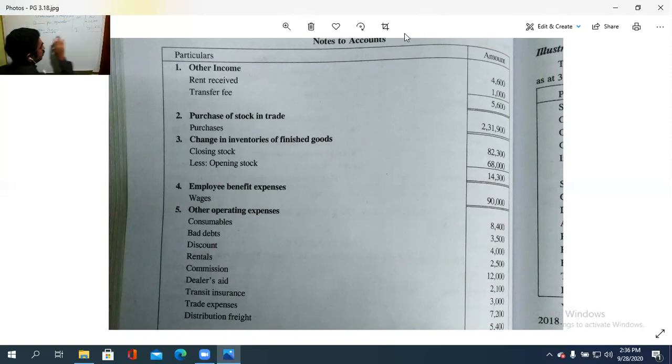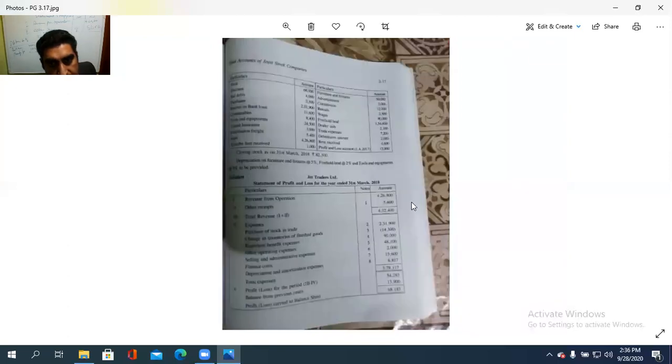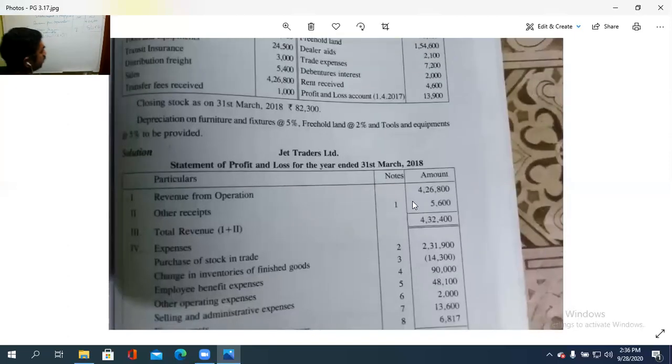So which item is that? Total income, 1 plus 2. How much is that? 4,26,800 plus 5,600. How much? It is 432,400. So that is the revenue item, isn't it? Then next, the expenses part.